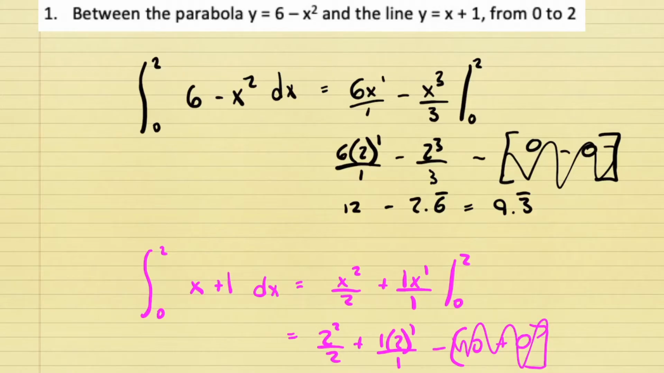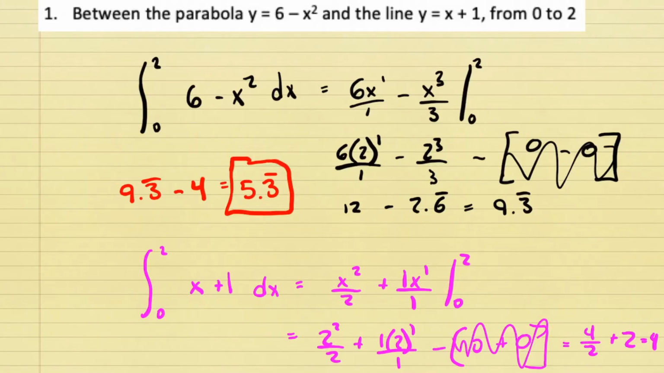So if we subtract, this is the final answer now: the parabola area minus the area of the line. And we should get 5.3 repeating. Again, 9.3 repeating on a calculator, and then you're going to subtract 4. You should get 5.3 repeating. And that's the area between them. So that was what that graph up here represented.